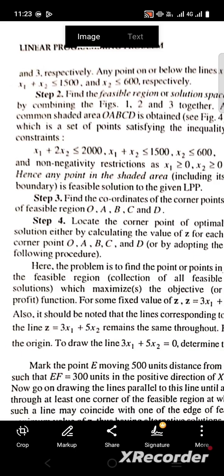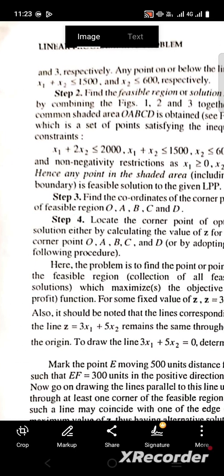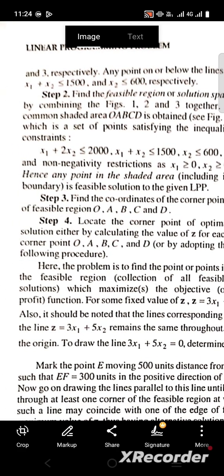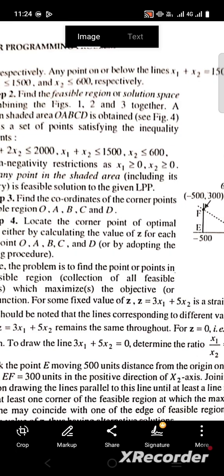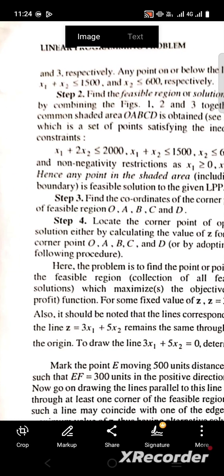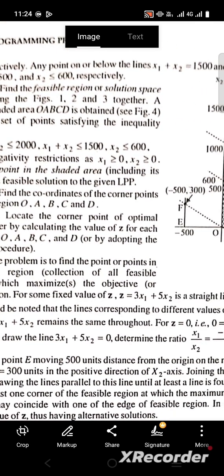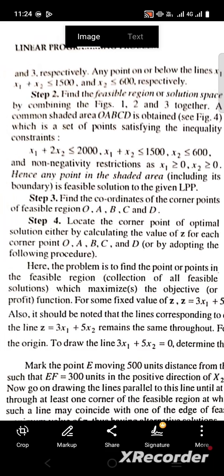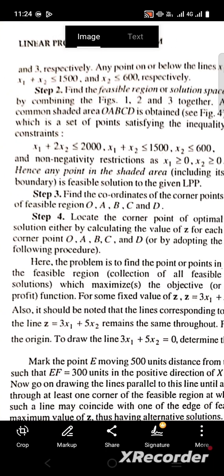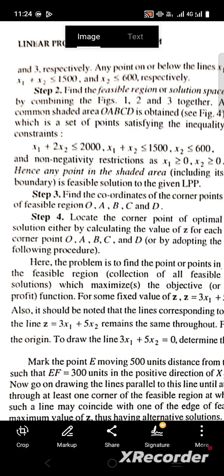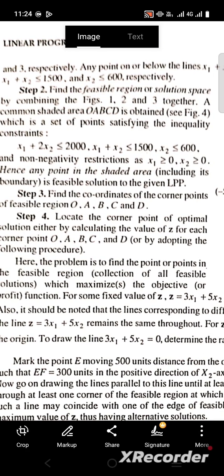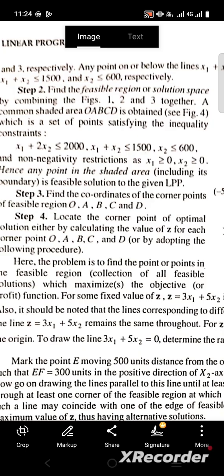This shaded area OABCD is obtained in the figure, which is the set of points satisfying the inequality constraints, that is x1 plus 2x2 less than or equal to 2000, x1 plus x2 less than or equal to 1500, and x2 less than or equal to 600, and the non-negativity restrictions x1 greater than or equal to 0 and x2 greater than or equal to 0. Hence, any point in the shaded area, including the boundary, is a feasible solution to the given linear programming problem.